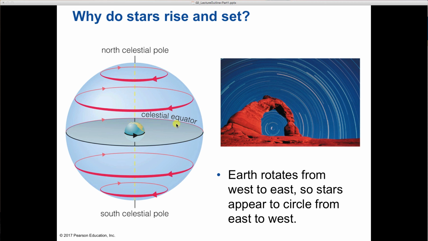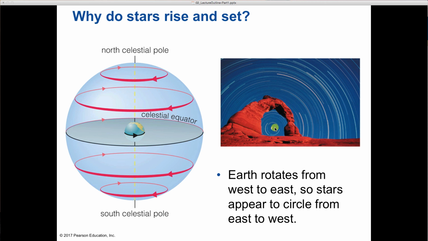So if we stood on the North Pole, we would look to our horizon, and our horizon would be the same as this celestial equator, this plane. As the Earth rotates, it appears as if the stars are going around like this. Everything would just go around the north celestial pole, and in fact we would never see anything rise or set. Everything would always have the same altitude above the horizon.